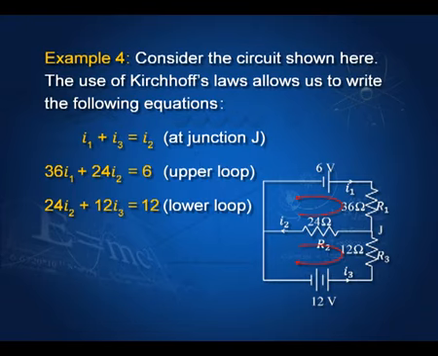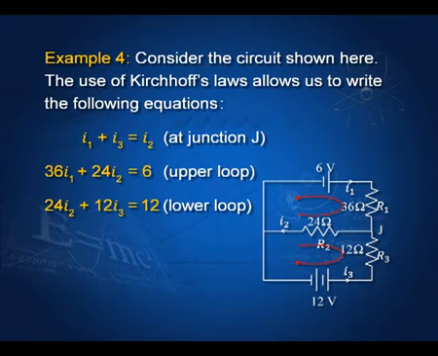And similarly, for the lower loop, again we are traversing this now in the clockwise direction. When we do that, then this potential difference will be negative, because we are going in this direction and the current is going in this direction. So, it will be minus 24 times I 2, and this current we meet in the same direction as the loop. Therefore, plus 12 times I 3, and we meet the battery at its positive terminal, therefore, 12 equal to 12. So, you get these 3 equations and you can solve them simultaneously and get the currents.